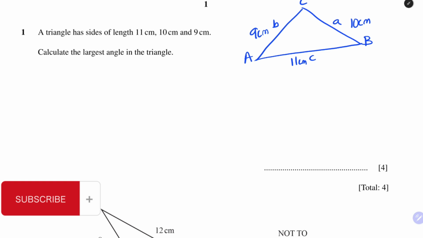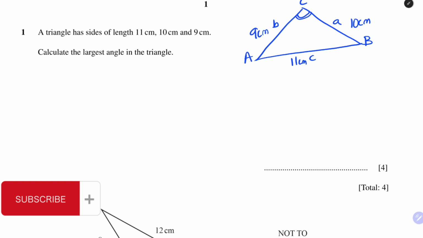I've been asked to calculate the largest angle in the triangle. The largest angle in this triangle will be the angle that corresponds to the longest side. Let me say that again. The largest angle will be the angle that corresponds to the longest side. The longest side in this particular triangle corresponds to the angle at C. So this question is asking us to find the angle at C.